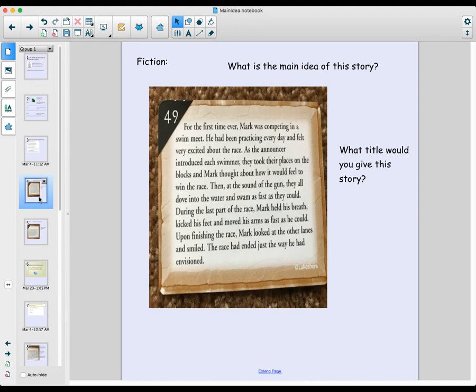Okay? It says, for the first time ever, Mark was competing in a swim meet. That's like a swim race. He had been practicing every day and felt very excited about the race. As the announcer introduced each swimmer, they took their places on the blocks, and Mark thought about how it would feel to win the race. Then, at the sound of the gun, they all dove into the water and swam as fast as they could. During the last part of the race, Mark held his breath, kicked his feet, and moved his arms just as fast as he could. Upon finishing the race, Mark looked at the other lanes and smiled. The race had ended just the way he had envisioned.